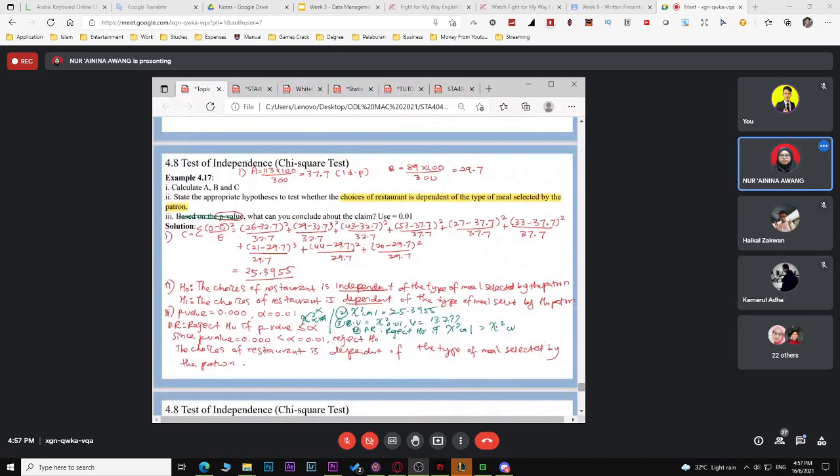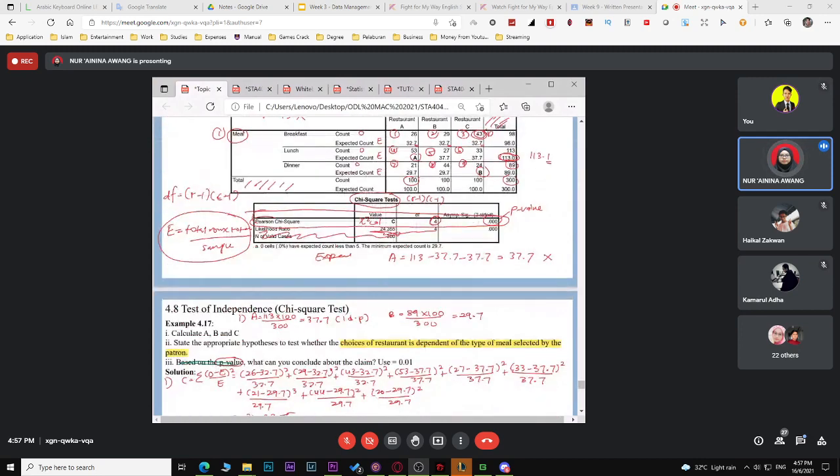Alright. For A here, if you subtract, you will get the value exactly, you will get 130. But as I said, if the question asks you about the expected count, make sure you use the correct formula.